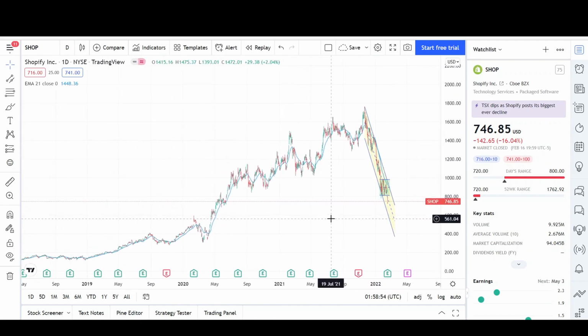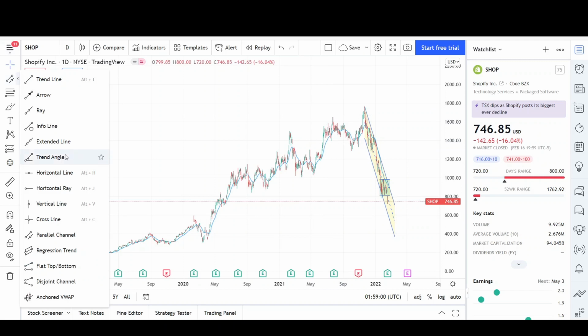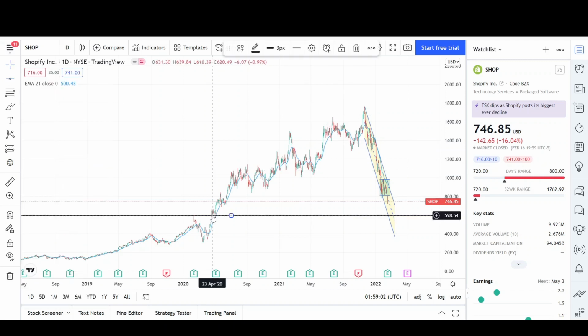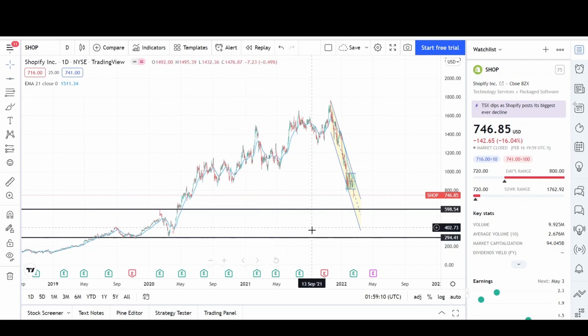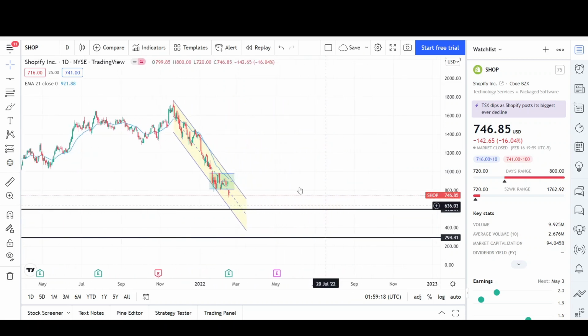I can see Shopify reach possibly the 590 level again. Let me put a horizontal line right there. There is some support right here, and then even the $300 level. So Shopify can drop pretty far down. It went up pretty quickly. It can come back down the same way quickly. So I don't really see any measured moves.